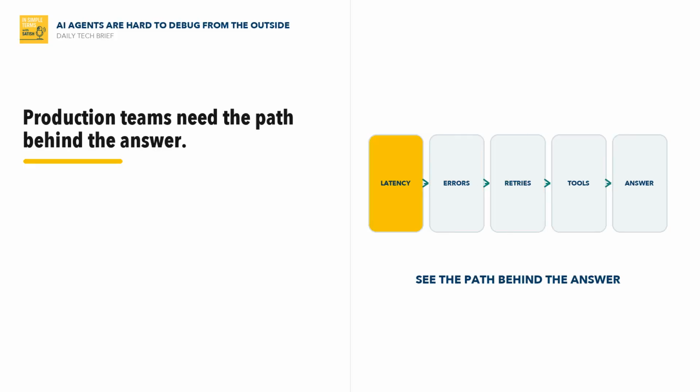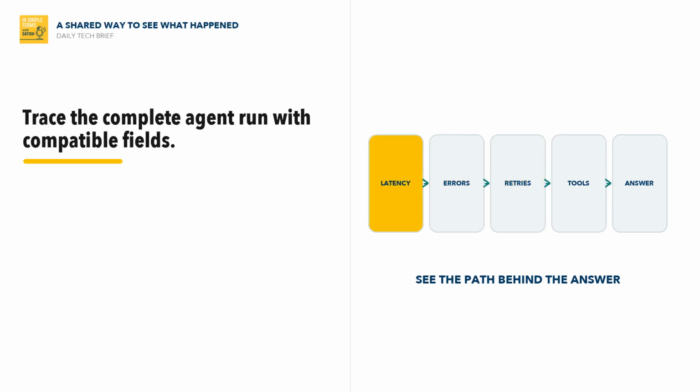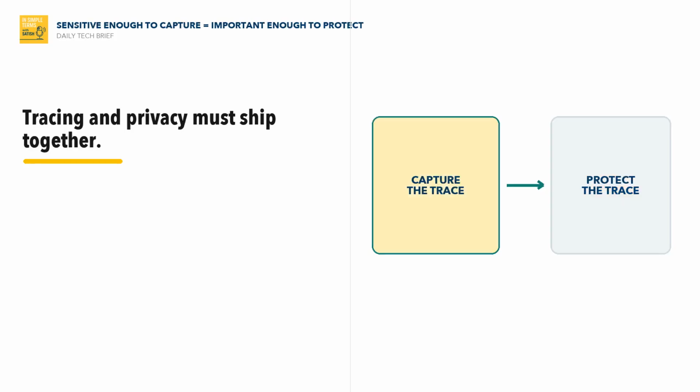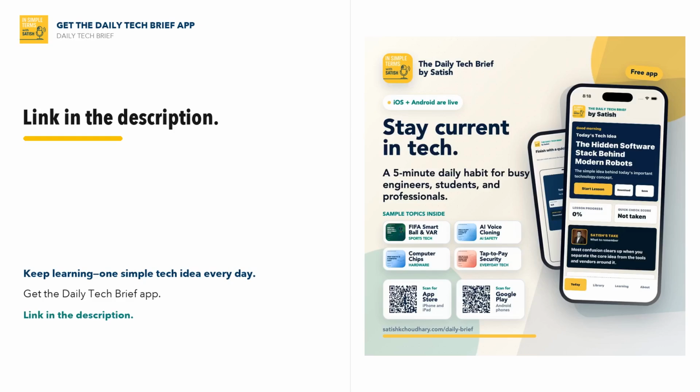The simple takeaway is this: as AI agents become more useful, they also become harder to debug from the outside. OpenTelemetry for AI agent traces gives builders a shared way to see what actually happened inside a run. If your agent is important enough to ship, it is important enough to trace. And if the trace contains sensitive content, it is important enough to protect.